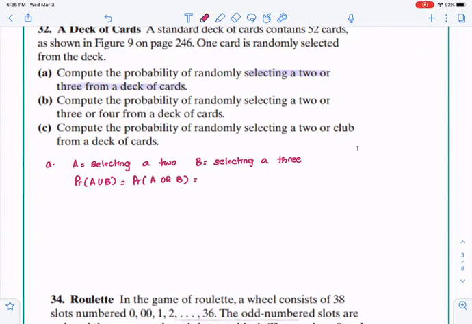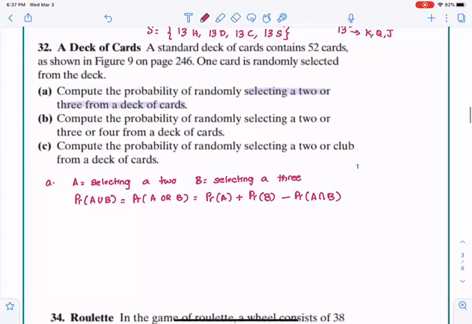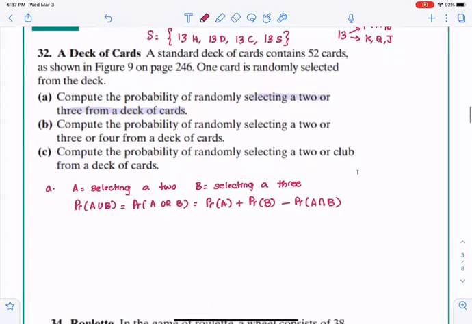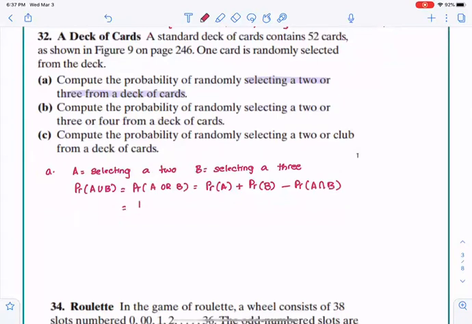And what does the rule suggest? The rule simply suggests that it should be equal to the probability of A plus the probability of B minus the probability of A and B. What is the probability of A? In other words, the probability of selecting a 2. Each suit has a 2 in it. So there is a 2 of hearts, 2 of diamonds, 2 of clubs, and 2 of spades. So 4 of those 52 cards would result in a 2. So 4 in favor of 2 divided by the total.